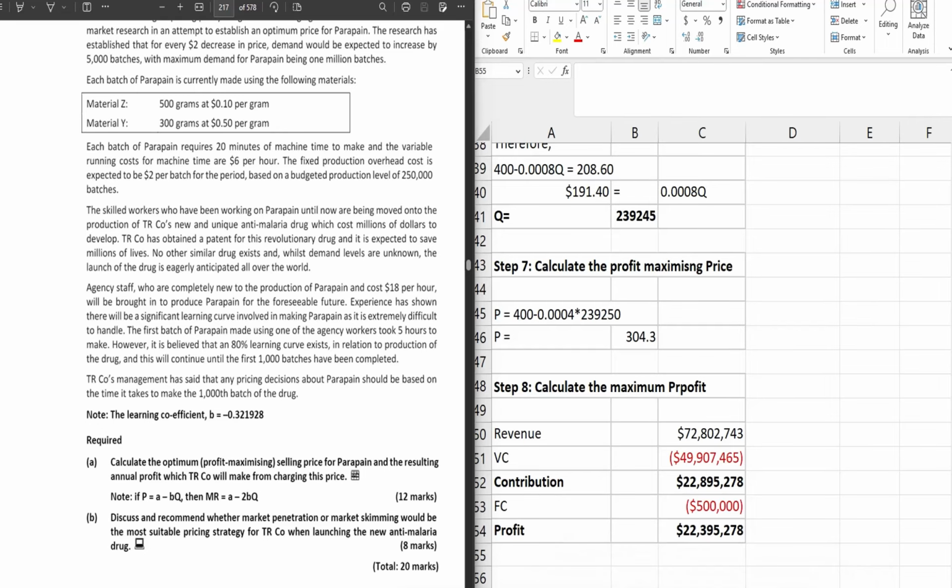Now, part B. The part B says to discuss and recommend whether the market penetration or market skimming would be the most suitable pricing strategy for the TR company when launching the new anti-malaria drug. So, as mentioned in the question, the TR company is planning to launch anti-malaria drug. So, they are just asking you to evaluate whether the market penetration or market skimming will be the right strategy. So, you need to discuss as well as provide the recommendation. So both of the things you need to do.